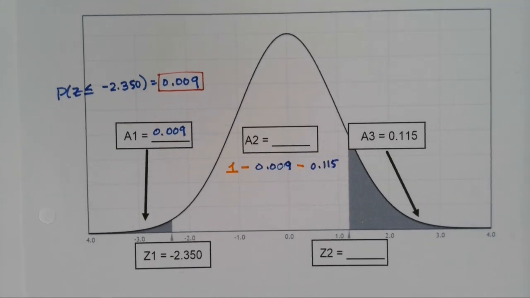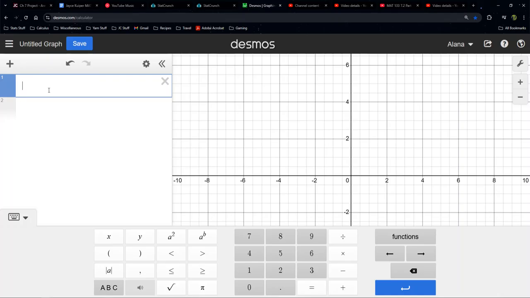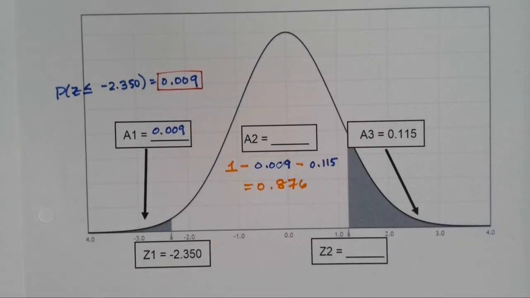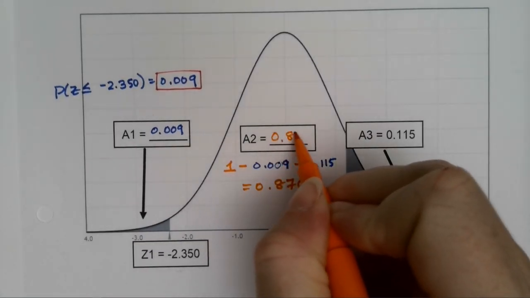So I'm going to go grab Desmos to do that. All right, so here's Desmos. 1 take away 0.009, take away 0.115, gets me 0.876. So that middle area is 0.876. So I put it right here, 0.876.